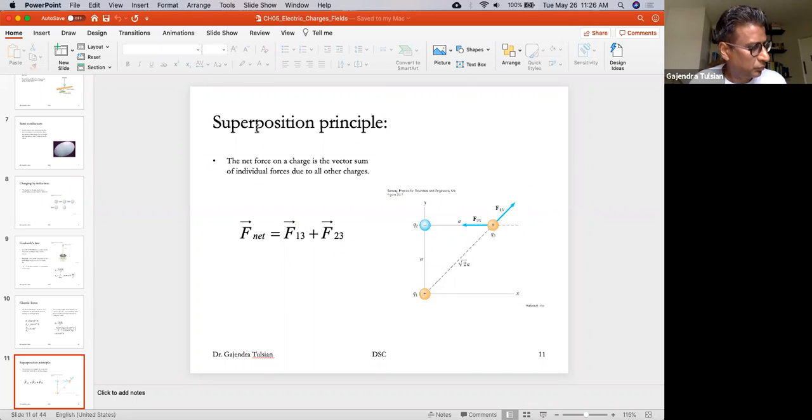Now, here's the superposition principle.